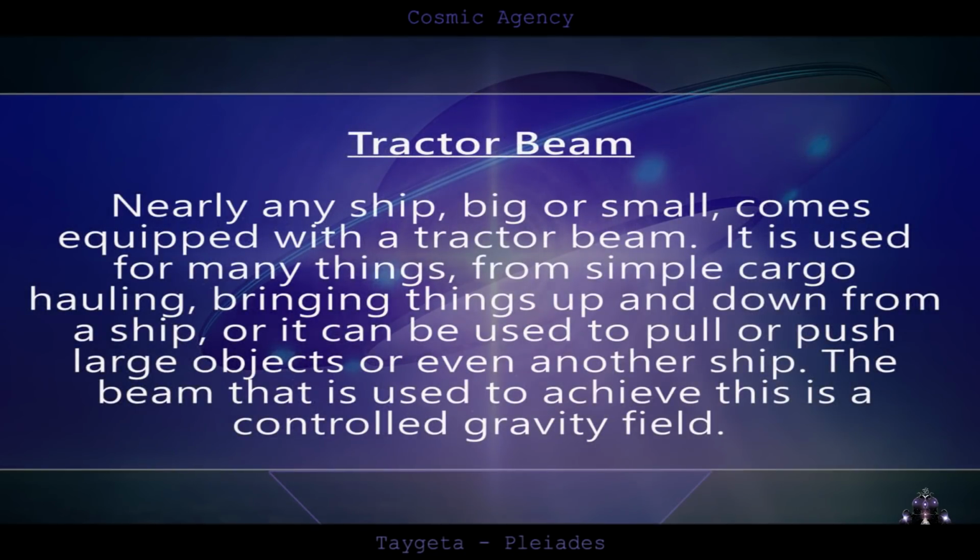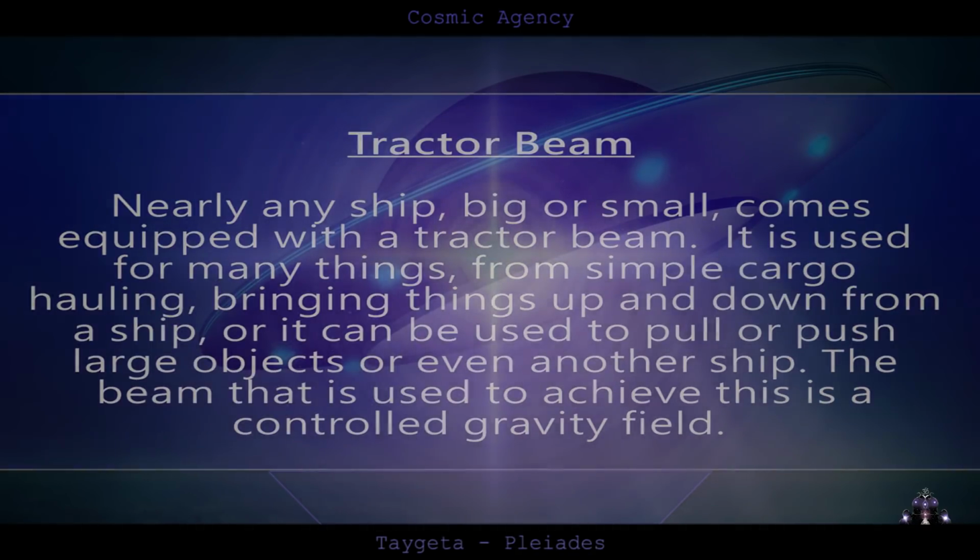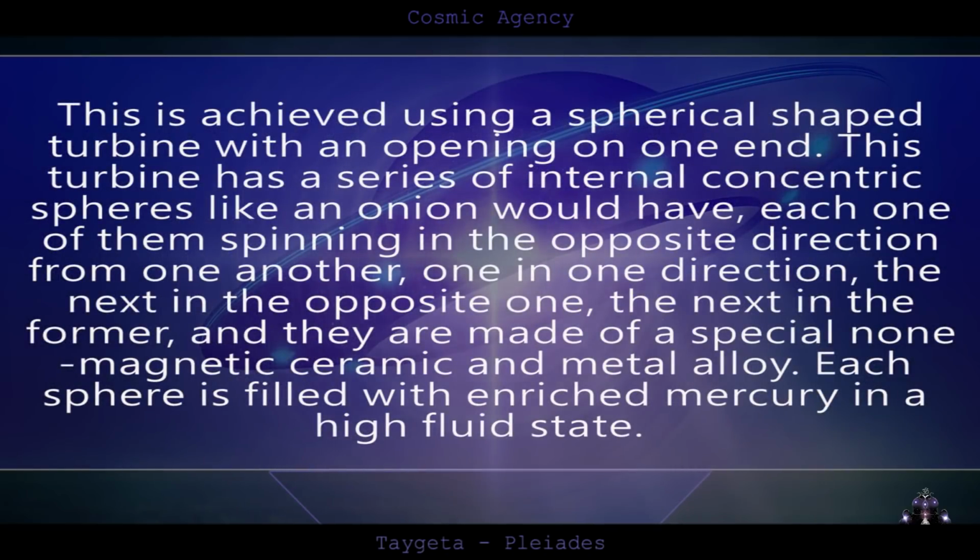Tractor beam. Nearly any ship, big or small, comes equipped with a tractor beam. It is used for many things, from simple cargo hauling, bringing things up and down from a ship, or it can be used to pull or push large objects or even another ship. The beam that is used to achieve this is a controlled gravity field. This is achieved using a spherical-shaped turbine with an opening on one end.